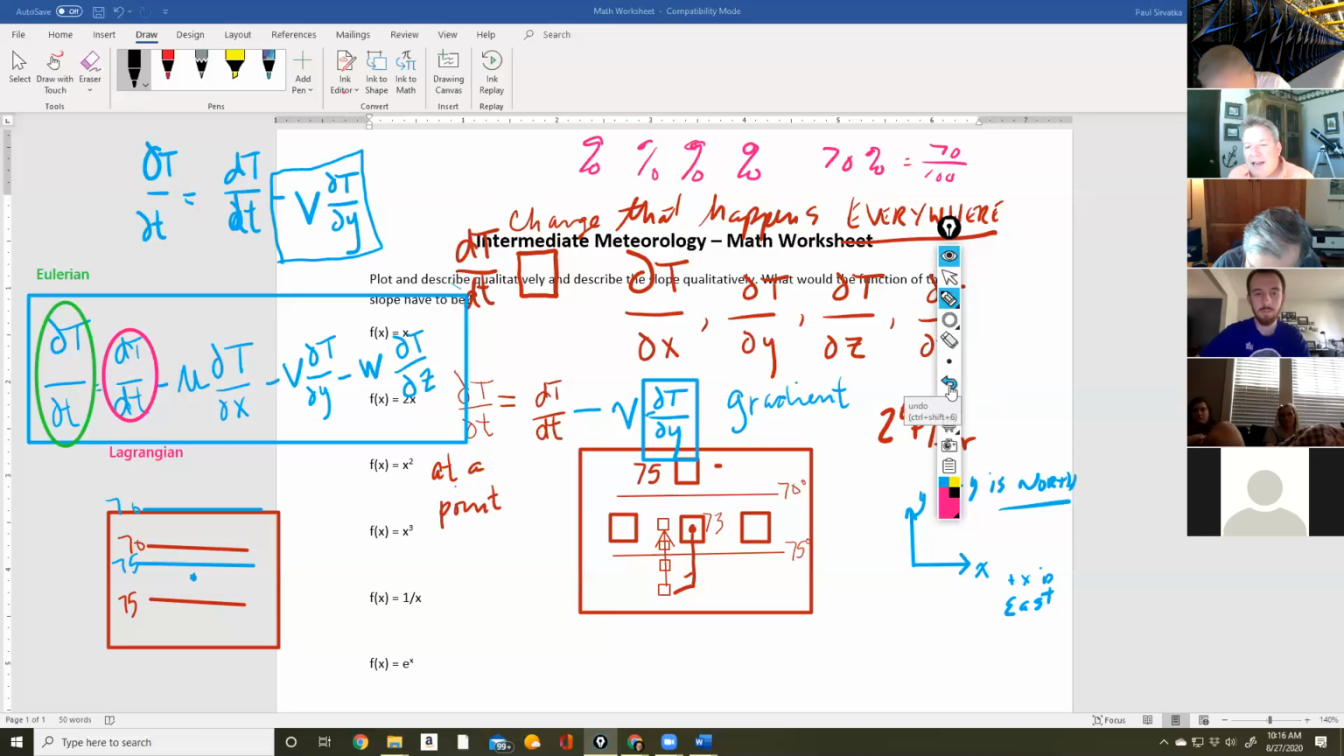Let me try one more concept just as a meteorological thing. Have you ever seen this symbol?